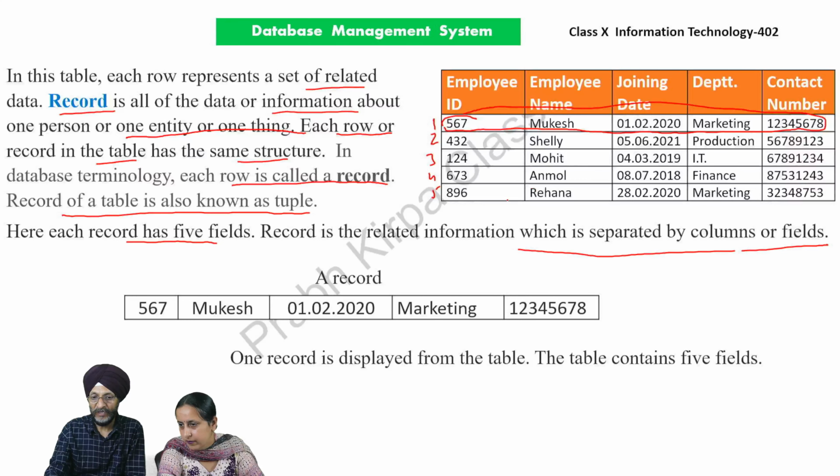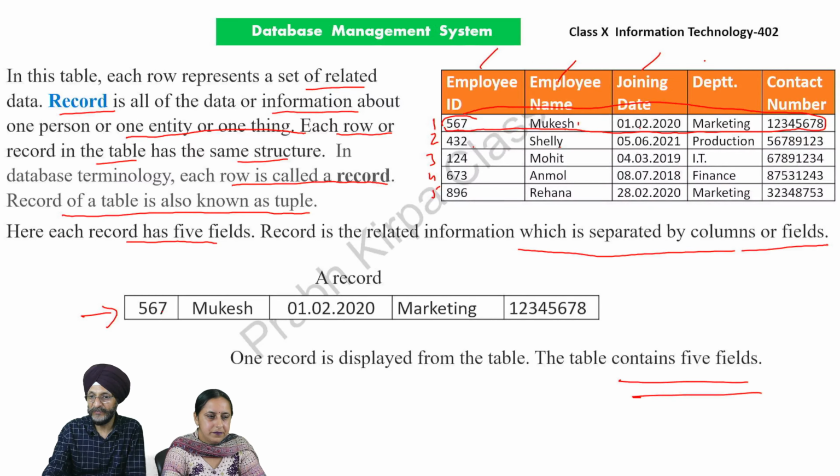These are the columns. This is one record: 567 Mukesh. This is the employee name. This is the joining date. This is the one record which we have shown here. This is the first line. In the same way, 432 Shelly. This will become the complete line. The complete row will become the second record. In this table, as already told, we have shown only five rows, and there are also 5 fields.